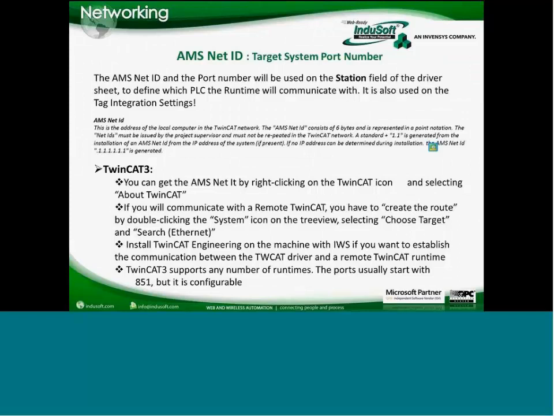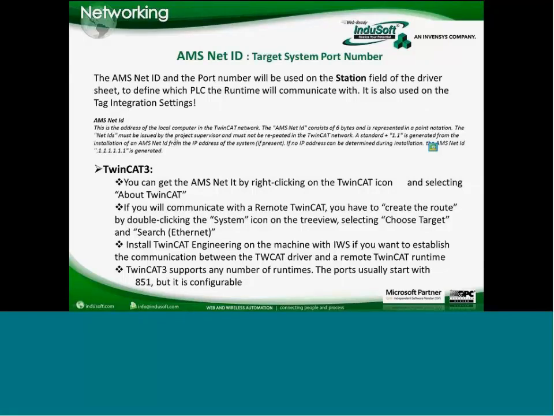The AMS Net ID, as you can see in the description that I copied from the system information file, is the address of the local computer in the TwinCAT network. It consists of 6 bytes and is represented in dot notation. So it looks like an IP address, but with 6 bytes instead of only 4. Okay, so how do I get it in TwinCAT 3? That's the address where the PLC is running.